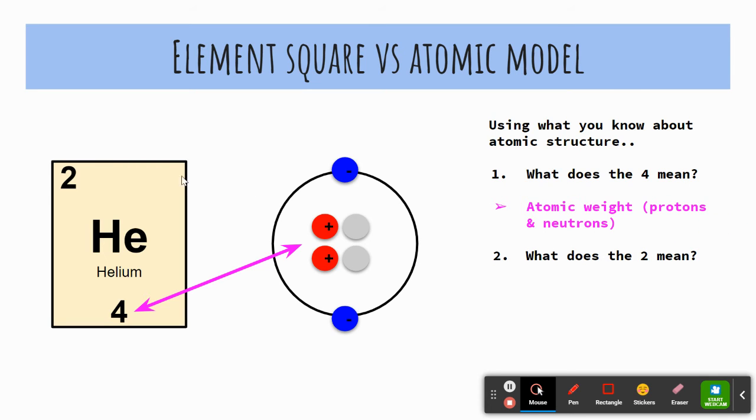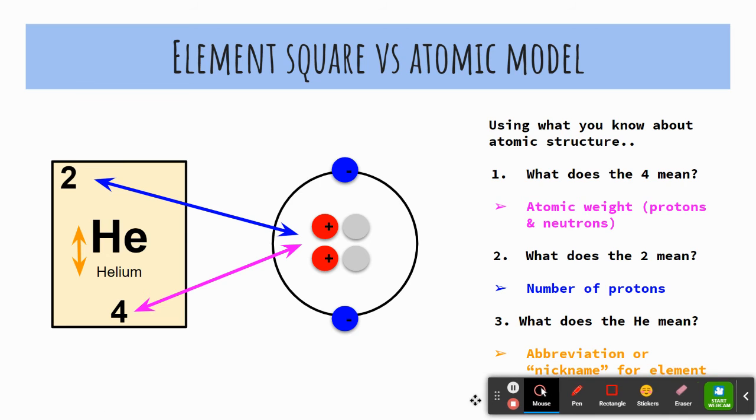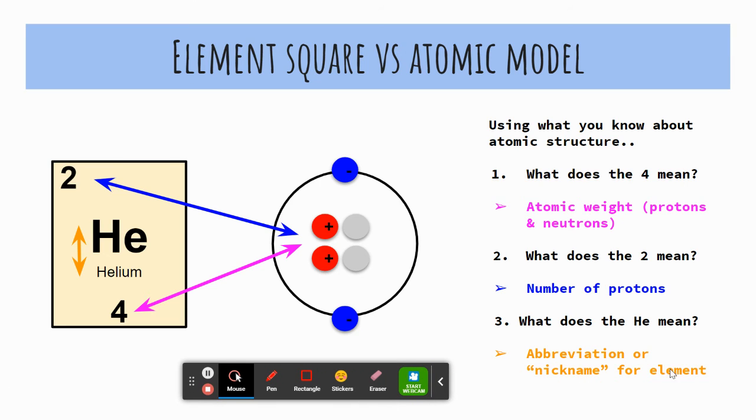What does the 2 mean? So what does this number 2 mean? The number 2 tells us the number of protons and the number of electrons. So we also know that there's 2 electrons here. All right, and then what does this He mean? So this He is the abbreviation or nickname for the element.